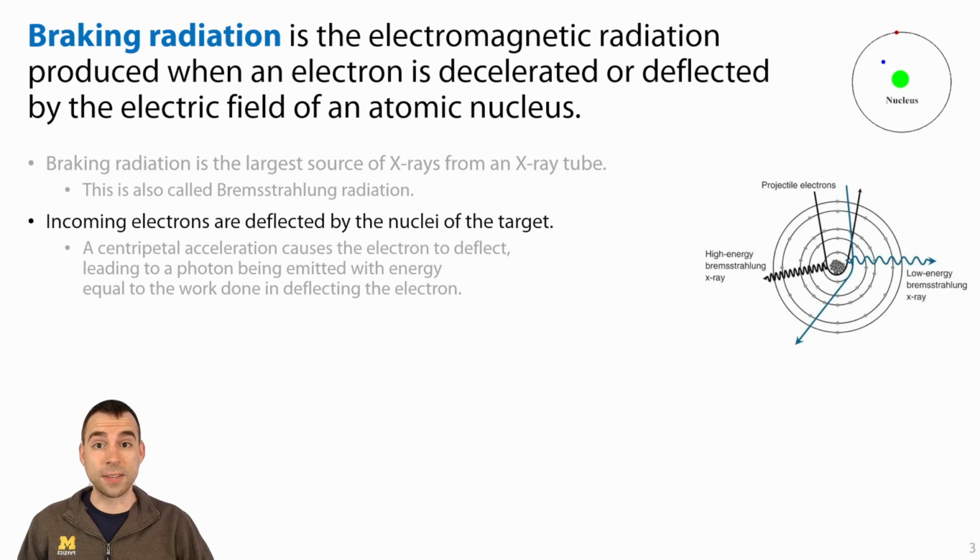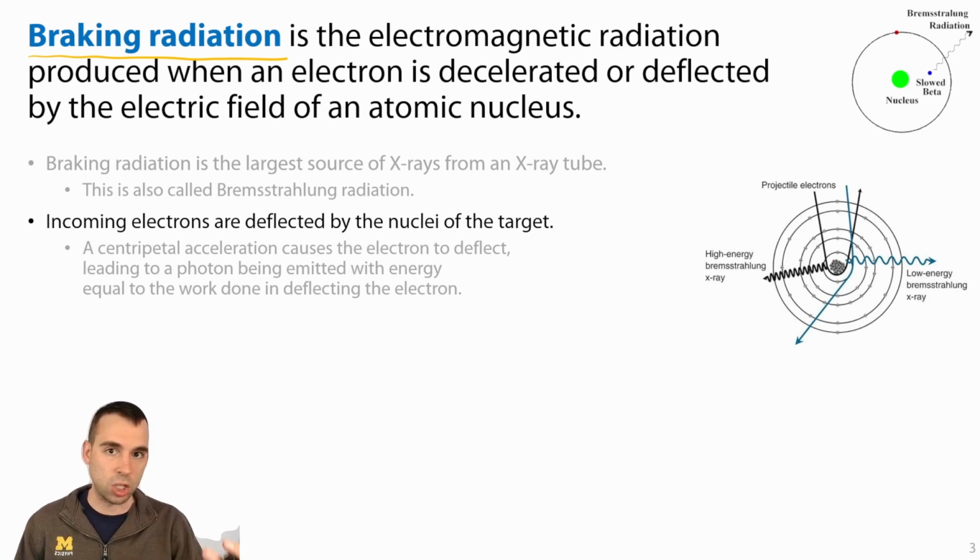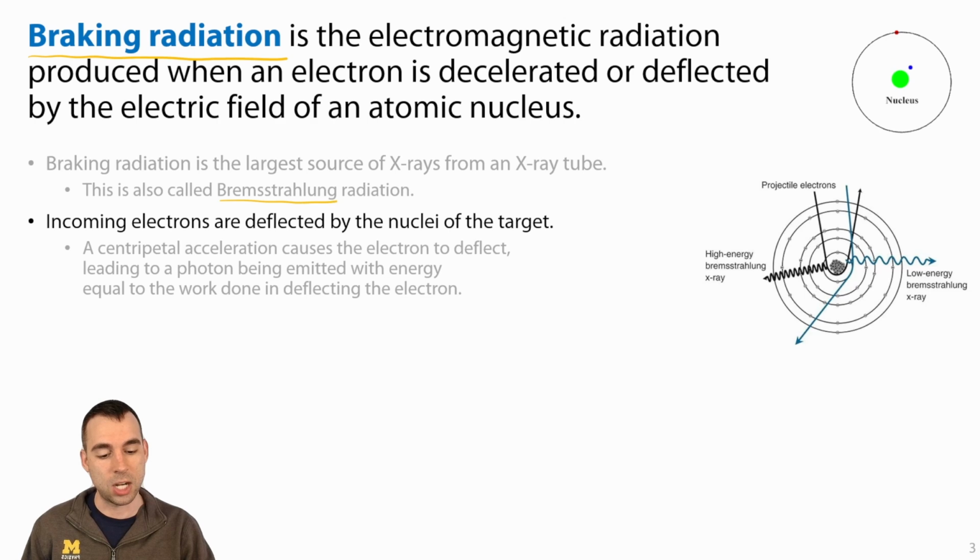In the process of sending an electron toward the metal target, we generate several different types of photons as this electron beam interacts with the target. The most common form of photons that we get is called braking radiation. This is essentially background radiation that is generated as we try to generate specific characteristic X-rays. This background radiation is sometimes called Bremsstrahlung radiation.